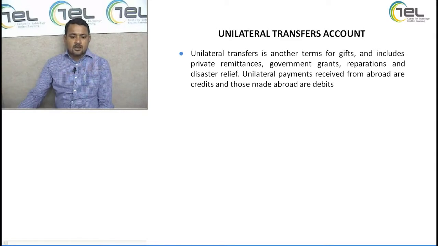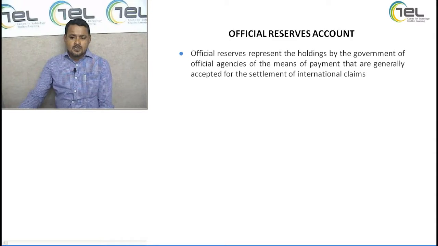If the Indian government provides a unilateral transfer to another country during the course of a particular year, that is regarded as a debit in its BOP account.